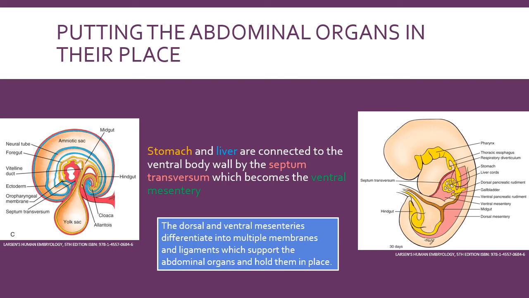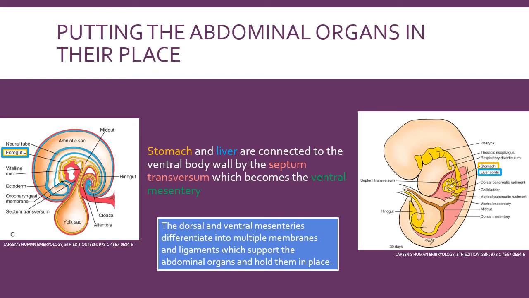Finally, the stomach and liver. They're connected to the ventral body wall by a structure called the septum transversum, and that will become the ventral mesentery. So we have a dorsal mesentery and a ventral mesentery, and if you read your book, a number of derivatives of those. These mesenteries and structures support your abdominal organs, and again, they keep them in place.